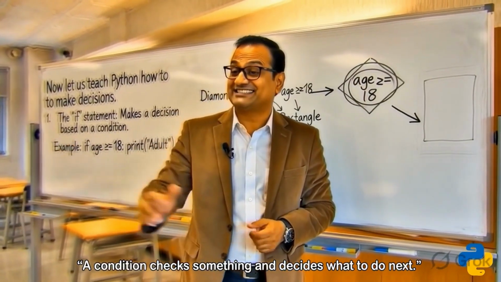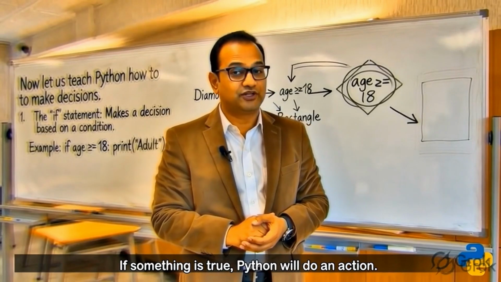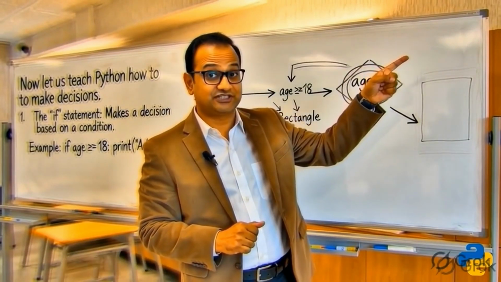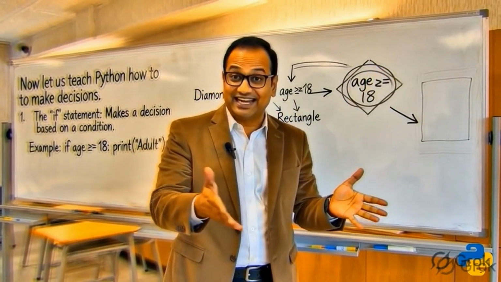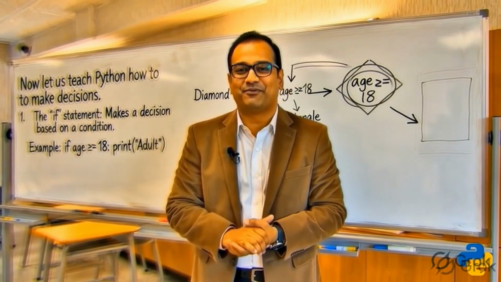This diamond shape represents that decision, and the rectangle shows the next action. If something is true, Python will do an action. This flowchart shows the decision process. If the age is greater than or equal to 18, it prints adult. This is conditional logic. Very powerful.